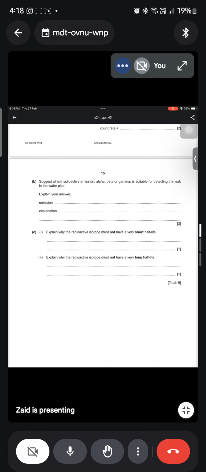Zainab, what was your answer, by the way? What have you written for the explanation? Okay, you wrote the emission should be gamma. The explanation I wrote is because it is the most penetrating and least ionizing. Gamma can pass through anything easily unless it is stopped by lead blocks. And she gave me some marks for that.